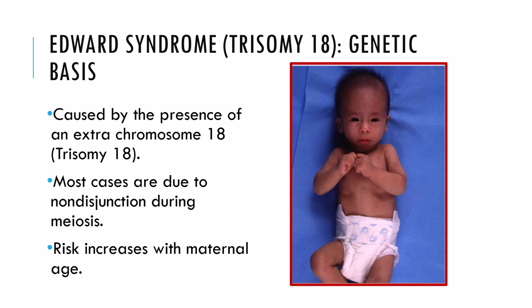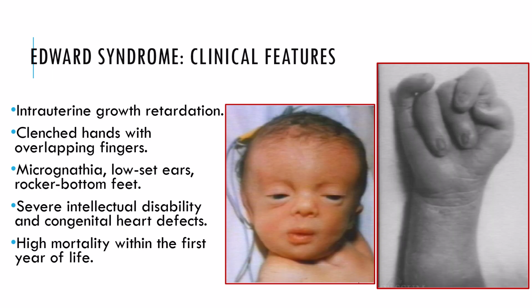Now we will move on to the next syndrome, Edwards syndrome. Edwards syndrome is trisomy 18, that is the genetic basis. You all know by this time what trisomy is, the presence of an extra chromosome. Here it is 18, so it is the 18th chromosome that has an extra copy. Most cases of trisomy are due to non-disjunction during meiosis, and the risk increases with maternal age.